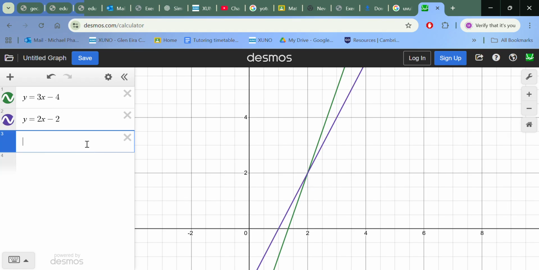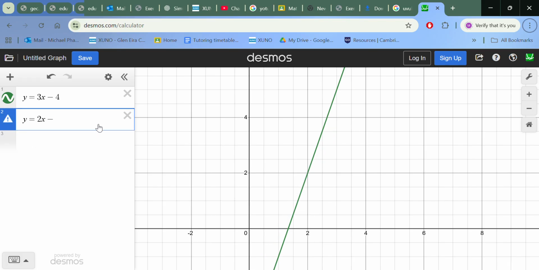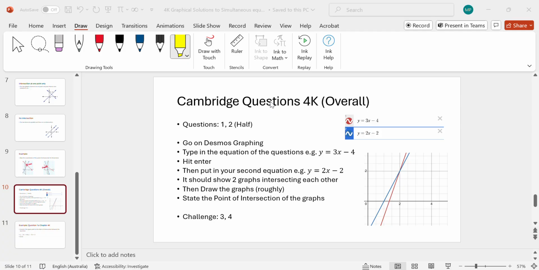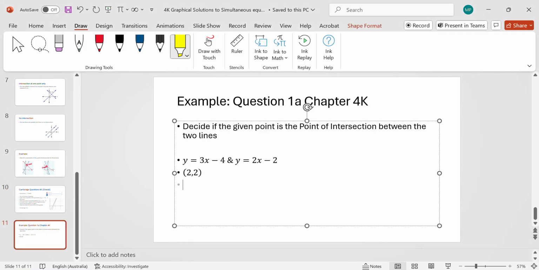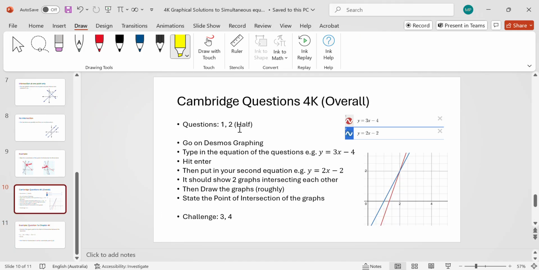At this point, you can just say, like obviously in your book, you could say the point of intersection. I'll just type it in here. So after you've drawn your graph, you can just type in the point of intersection is at the coordinate point 2, 2. And then you're done. You just move on, okay? And you're going to do that with every single question for this.